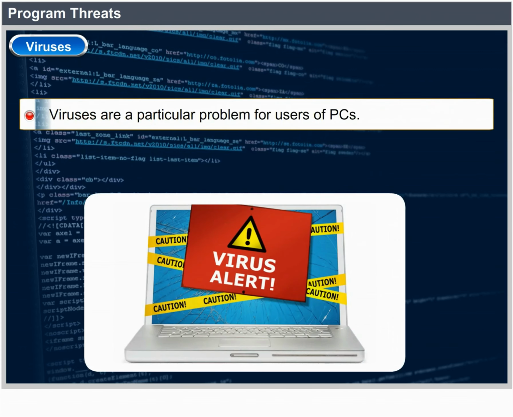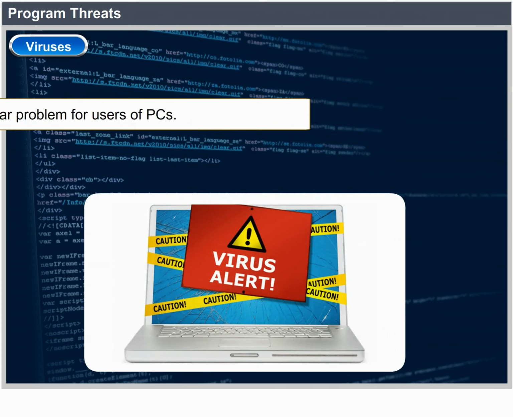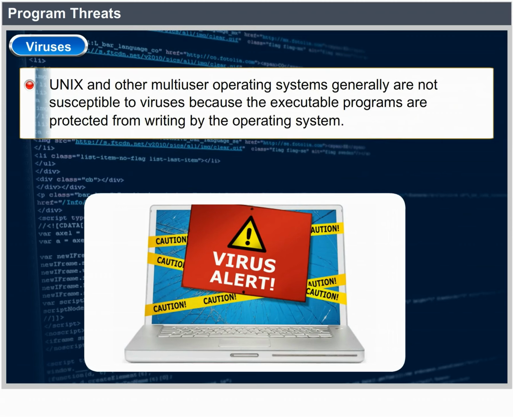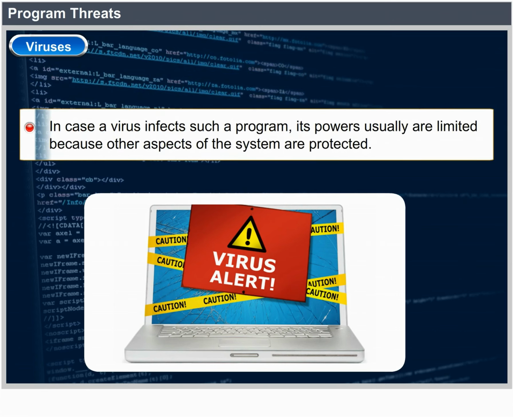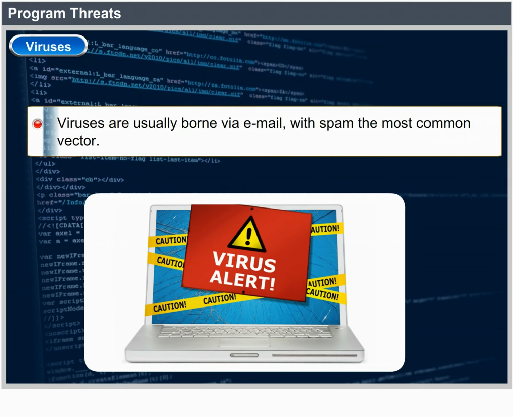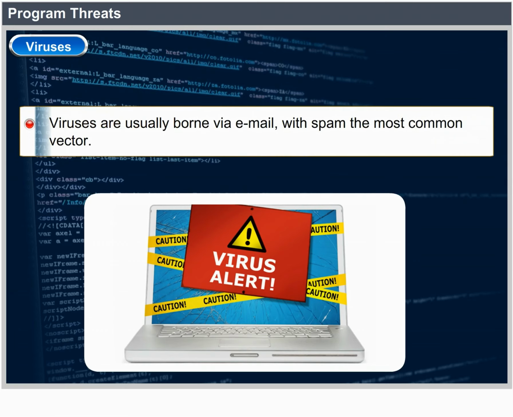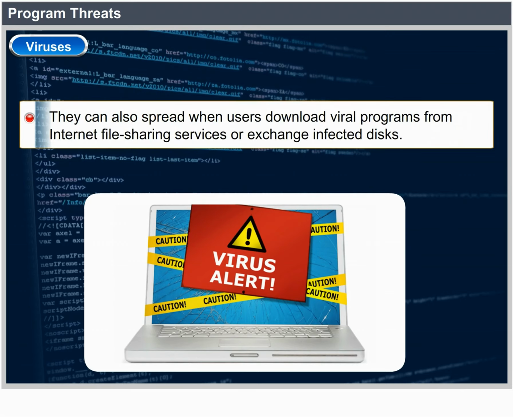Unix and other multi-user operating systems generally are not susceptible to viruses because the executable programs are protected from writing by the operating system. Even if a virus does infect such a program, its powers usually are limited because other aspects of the system are protected. Viruses are usually born via email, with spam the most common vector. They can also spread when users download viral programs from internet file sharing services or exchange infected disks.